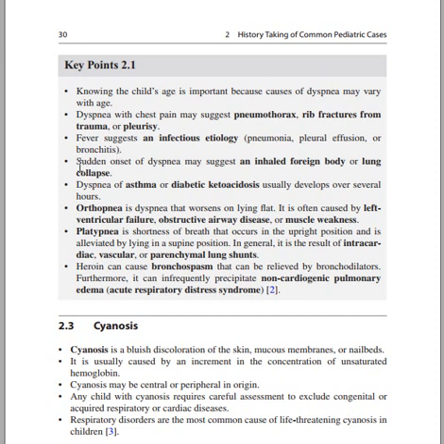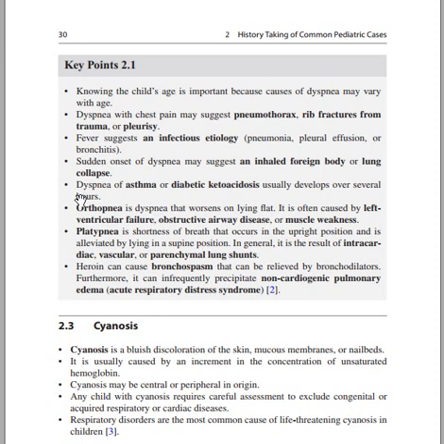Now the next one is sudden onset of dyspnea may suggest an inhaled foreign body. If you have a sudden onset of dyspnea, you think of an inhaled foreign body or lung collapse. Dyspnea of asthma and diabetic ketoacidosis usually develops after several hours or with gradual onset. You have orthopnea. Orthopnea is dyspnea that worsens when lying down, and you think of a left ventricular failure when you have that, or you think of an obstructive airway disease.